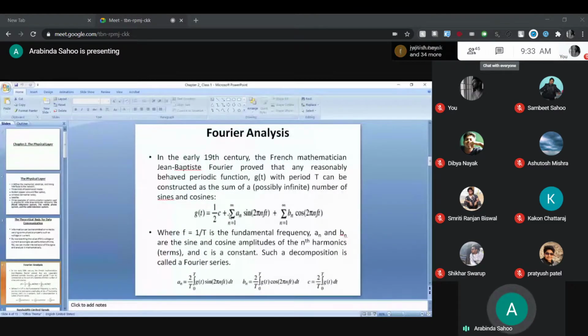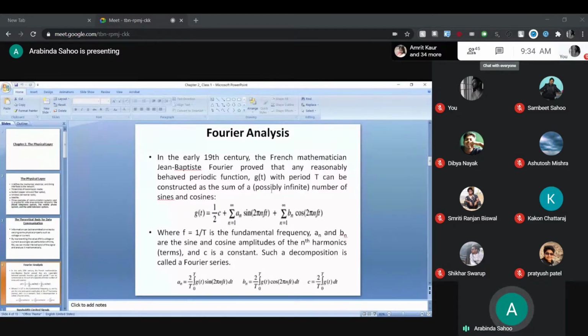Now if you expand this expression starting from n = 1 to infinity, the terms are a1 sin(2 pi f t), then a2 sin(4 pi f t), then a3 sin(6 pi f t), like this, and it extends from a1 up to a infinity.